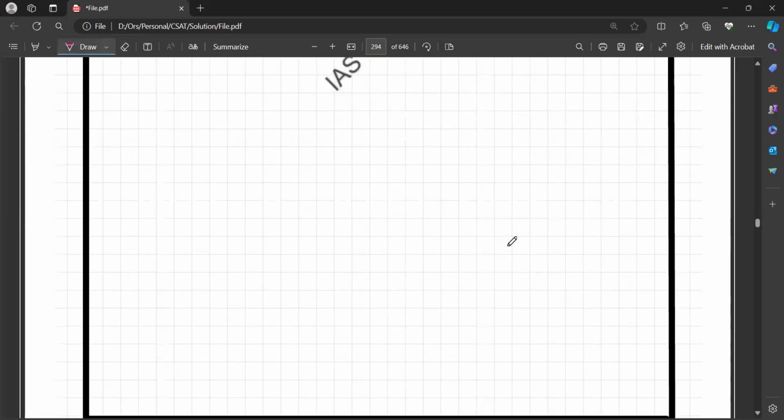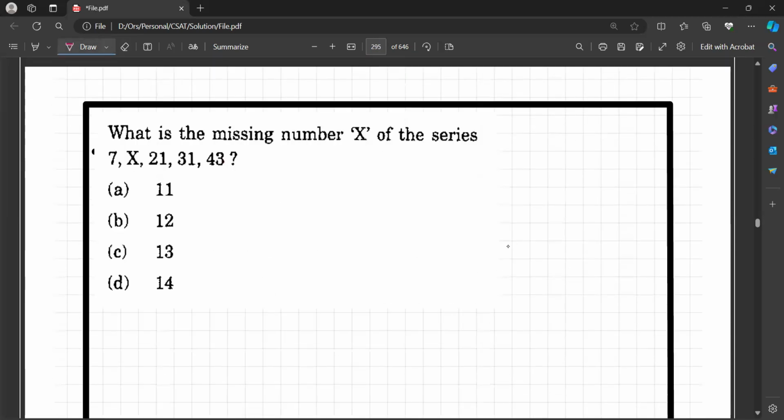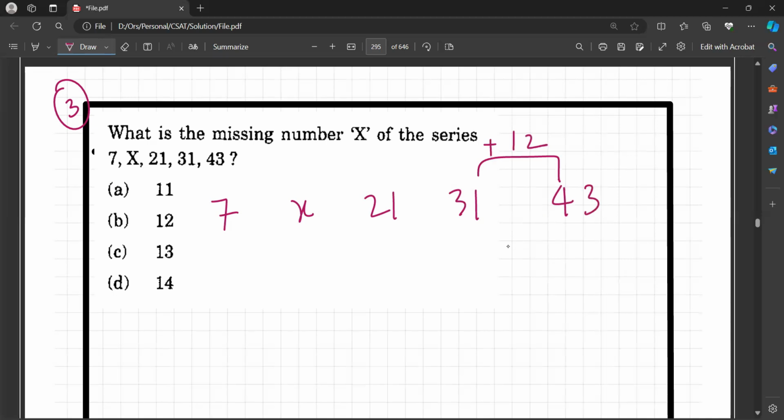Coming to the next problem, that is question number 3. What is the missing number x of this series? 7, x, 21, 31, 43. Can I establish a code here? Plus 12. This is plus 10. What I can see is there is an increase of 2 in the addition. This will be plus 8. This will be plus 6.